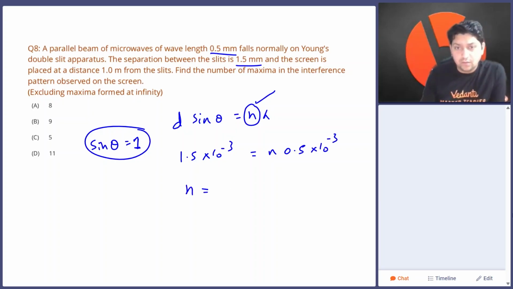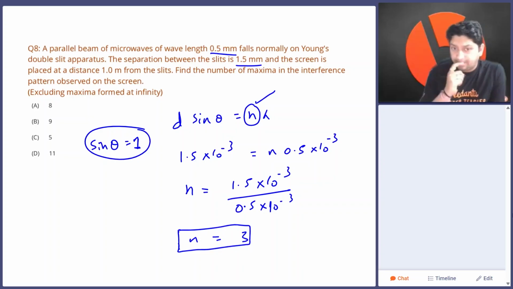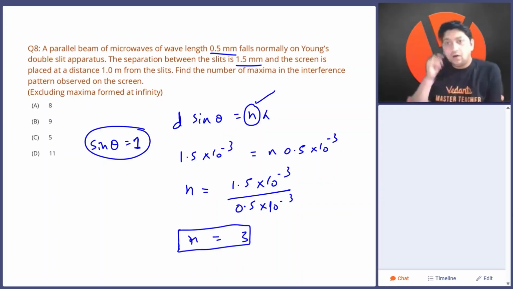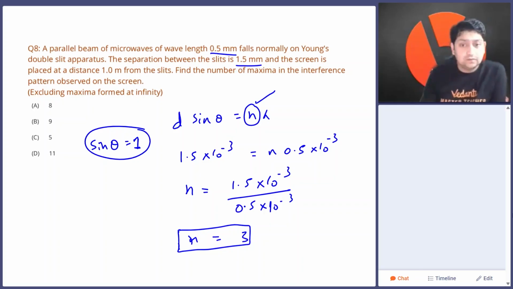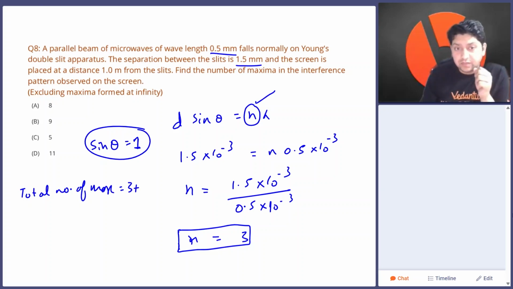So n over here comes out to be 1.5 into 10 raised to power minus 3 over 0.5 into 10 raised to power minus 3, which is equal to 3. So on one side the maxima are 3, and on the other side from the central maxima there will be another 3, and there will be one central maxima also. So the total number of maxima will be 3 plus 3 plus 1, that is 7.